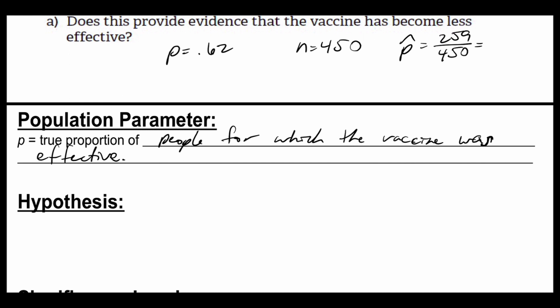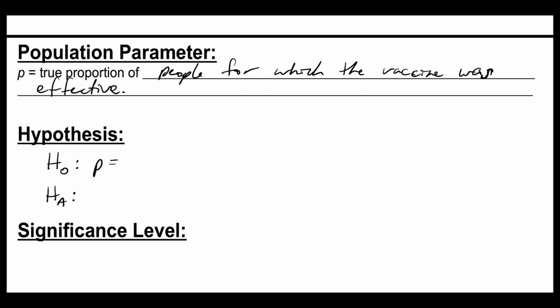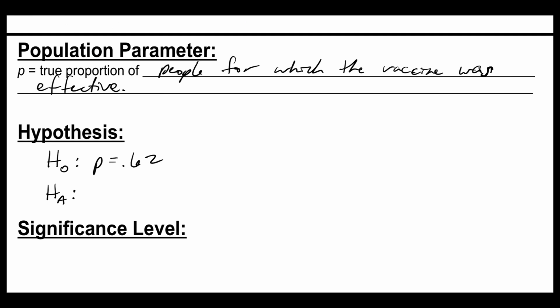Okay. All right, hypotheses. We have two of them. We have the null and we have the alternative. So H sub 0 colon, H sub A colon. So for the null hypothesis, that's their claim. What is their claim? P equals 0.62. We pointed that out. 0.62. That's their claim, right?